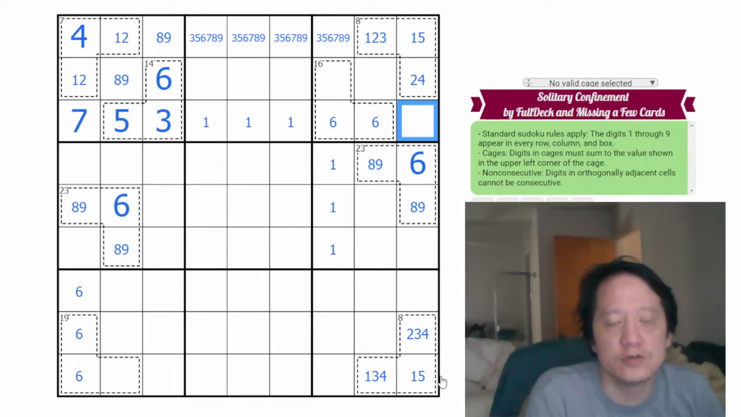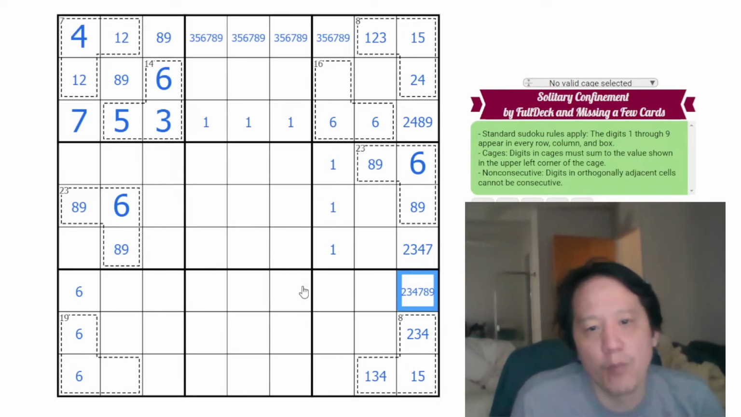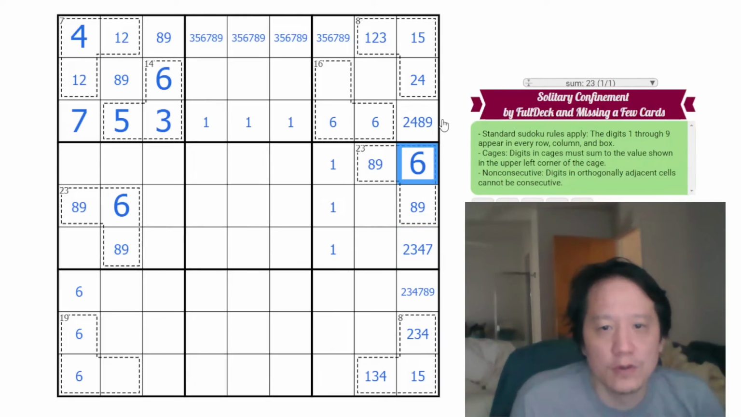So we have 2, 3, 4. No 1, 5, or 6. So 2, 3, 4, 7, 8, and 9. Okay, 8 and 9 cannot be here. 2, 3, 4, 7, 8, 9. Okay. This is 6. So either that's 6 or this is 6.